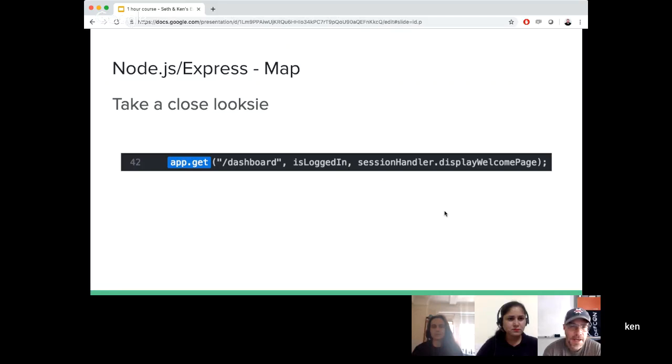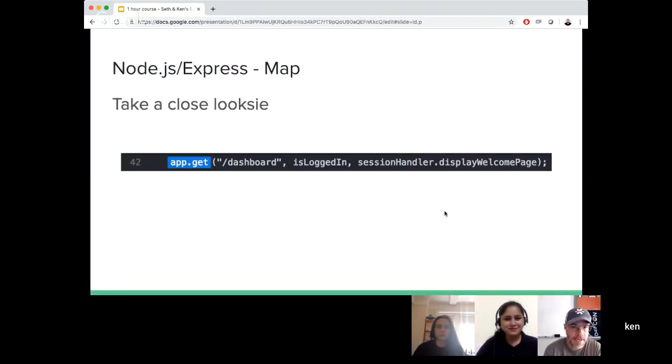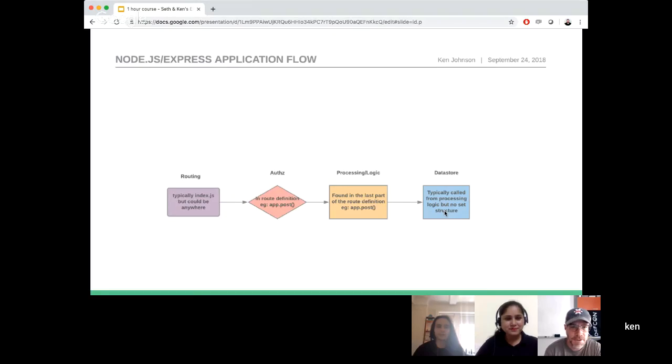So I'm kind of skipping ahead, Seth. I hope that helps folks a little bit. No, it does, because that's realistically the mapping section. So yeah, let's move to the.